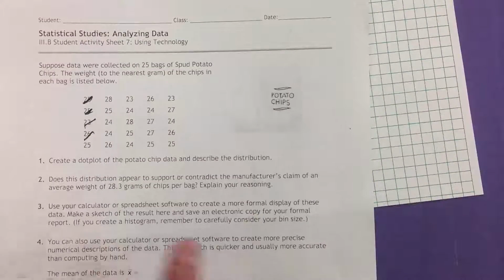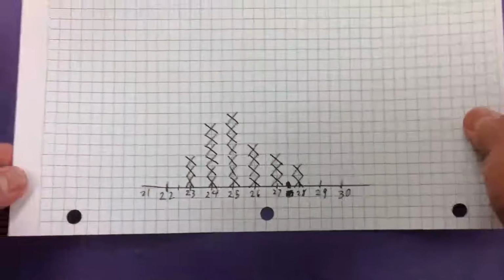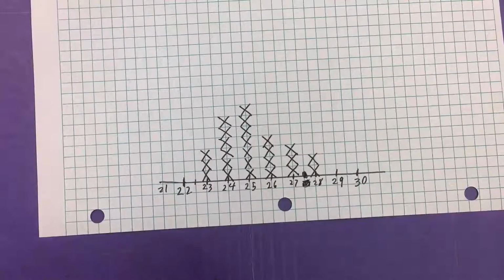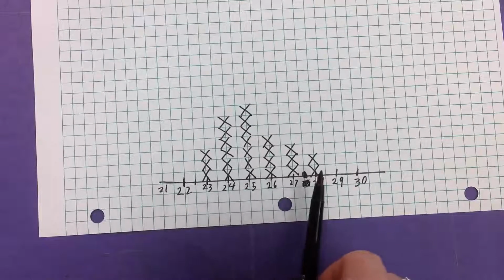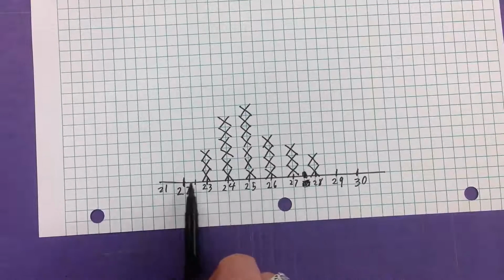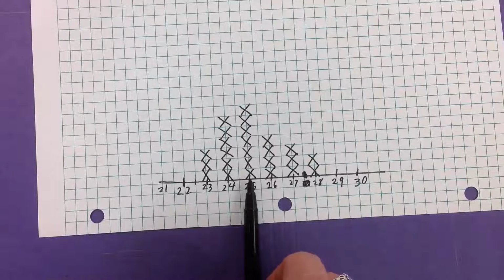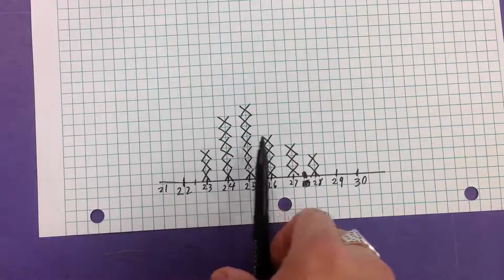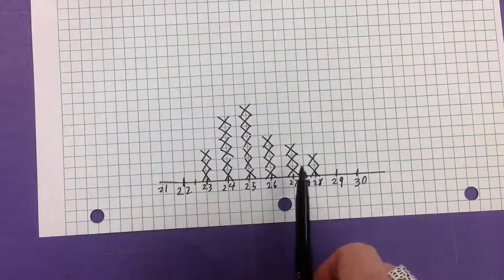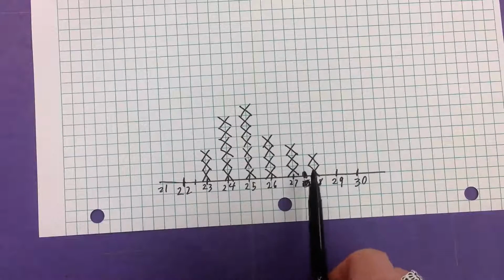Now, to save some time, I went ahead and did this a little bit earlier. So here's our dot plot. Now, the dot plot looks pretty symmetrical, and it looks really, really good. It looks like our median is here at 25. It's an even distribution. Doesn't look like it has any outliers either, but we have to take a look later on. But here's what's important.